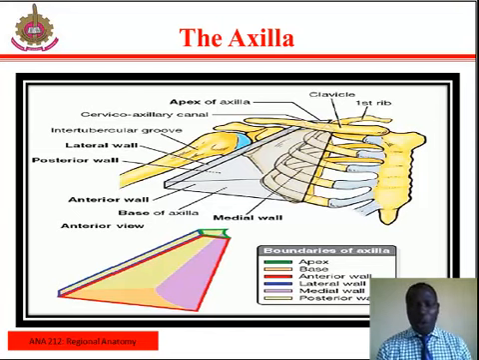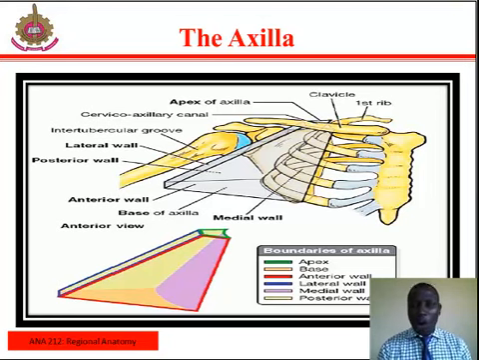The posterior wall of the axilla is formed chiefly by the scapula and subscapularis on its anterior surface, and inferiorly by the teres major and latissimus dorsi. The posterior axillary fold is the inferior-most part of the posterior wall that may be grasped.